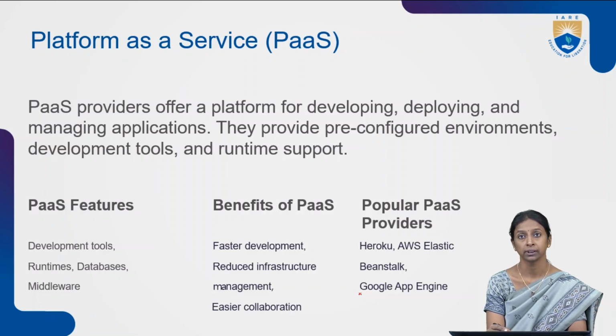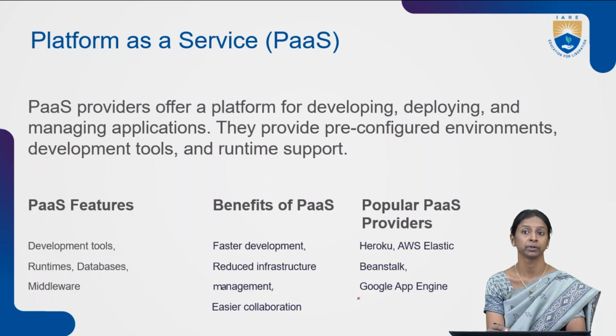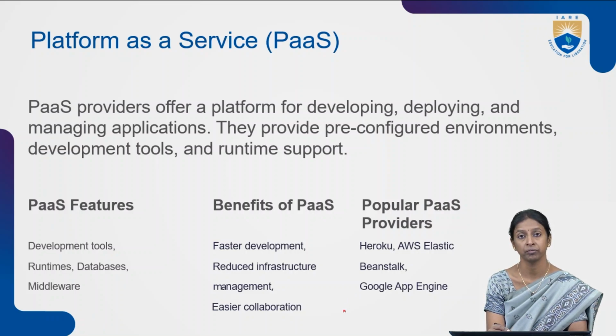So coming to platform as a service, that is PaaS, these providers offer a platform for developing, deploying, and also managing various applications. They provide pre-configured environments, that is development tools and also runtime support. So for platform as a service you can take examples like AWS Elastic Beanstalk or Google App Engine and all. Here we can develop our own applications using the cloud service provider services.